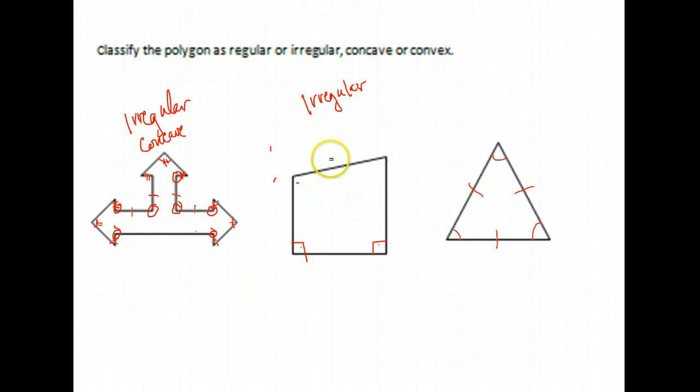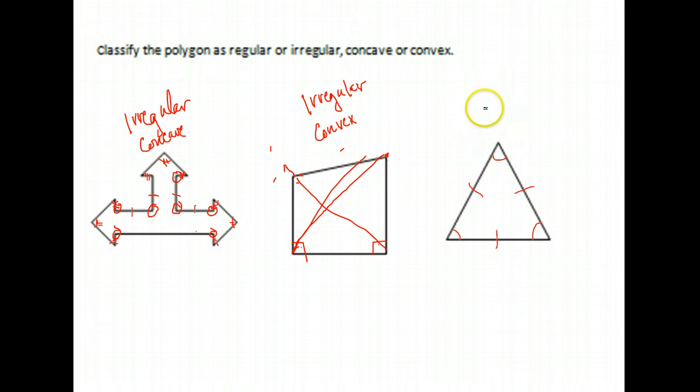Is it convex or concave? Well, this would be convex. Notice each of my vertices is pointing outward. Okay. All right, if I draw diagonals in this figure, notice they're contained, whoops, I missed that one. They're contained completely inside the figure.